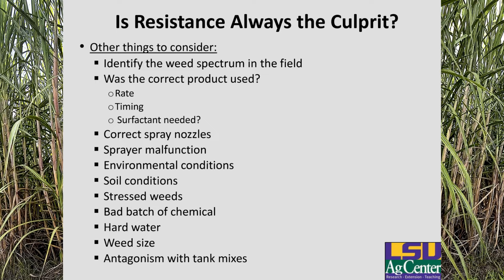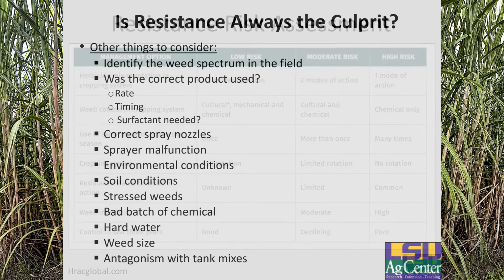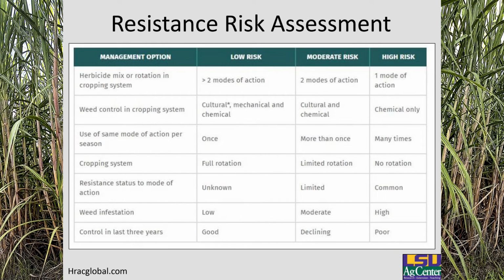So this is a resistance risk assessment chart put out by the Herbicide Resistance Action Committee. So you essentially have your management option here, and you can go across this chart to see if you're at low risk or high risk for resistance. So your herbicide mix or rotation. So if you incorporate more than 2 modes of action, you're at low risk. However, if you're at 1 mode of action, high risk, and so on.